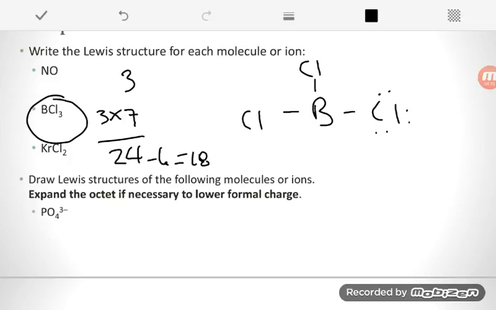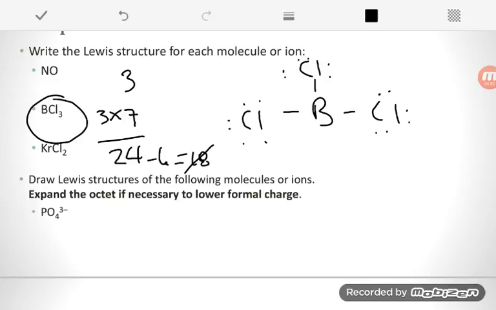2, 4, 6, 8, 10, 12, 14, 16, 18. Whew, that was bad. Okay, so I've given all of them away. Normally, we would look at boron and say, okay, he's unsatisfied.